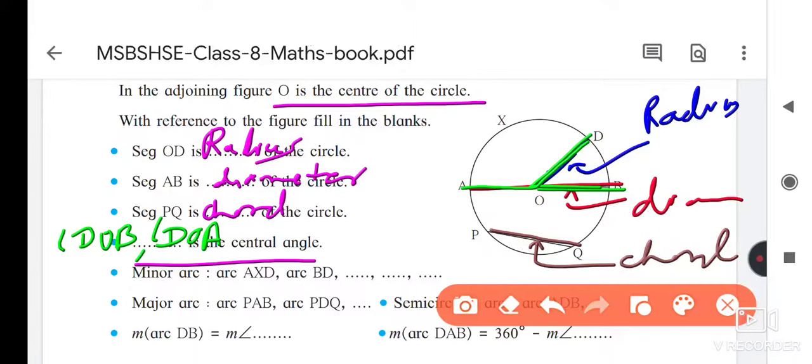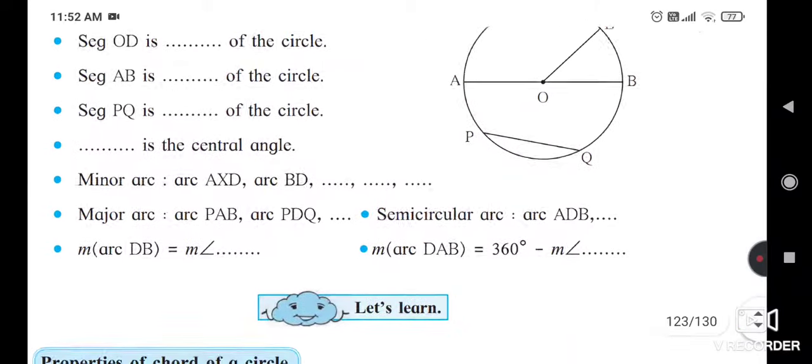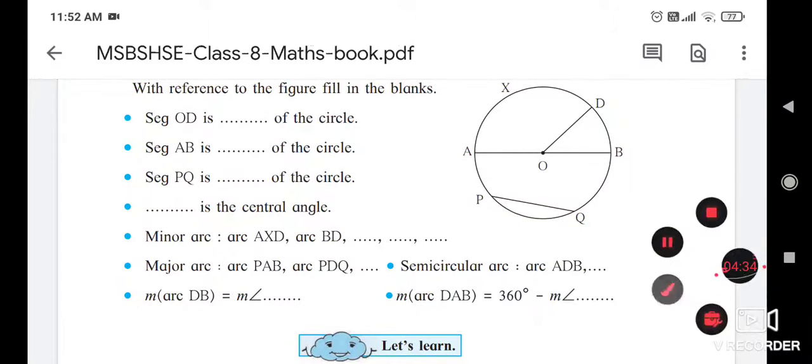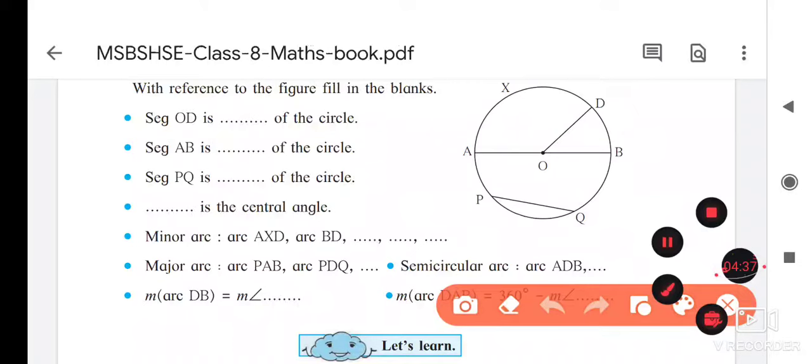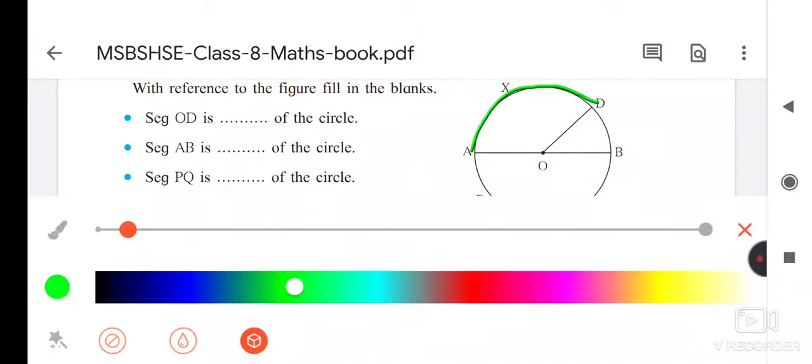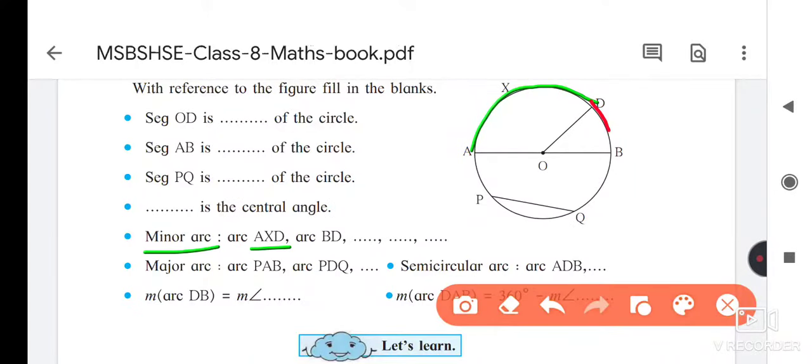After this, just note down these points because I am going to clear this and then we will take the next part of the recall. Then here, minor arc. As you all know, the arc whose measure is less than a semicircle is called a minor arc. So here the minor arc AXD, and then BD is also a minor arc.